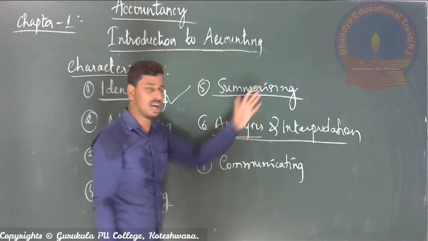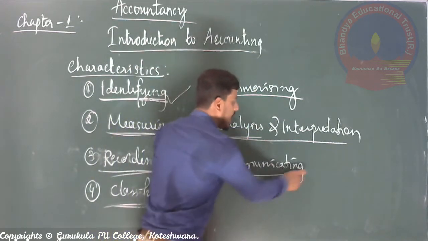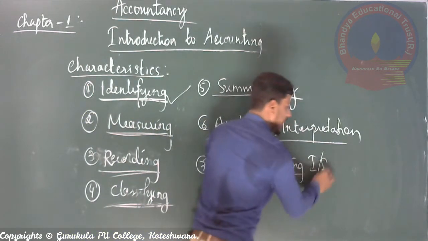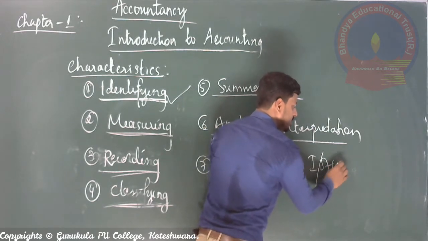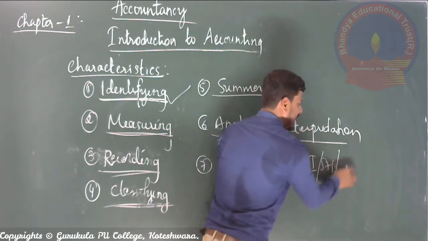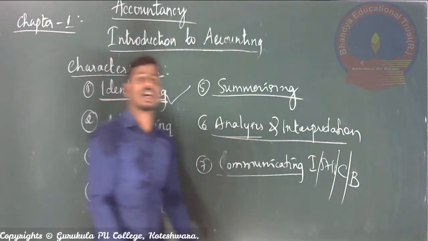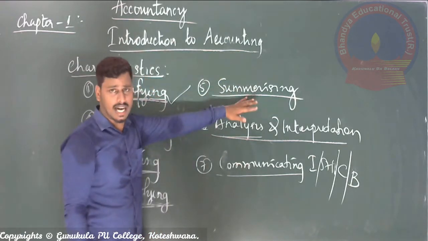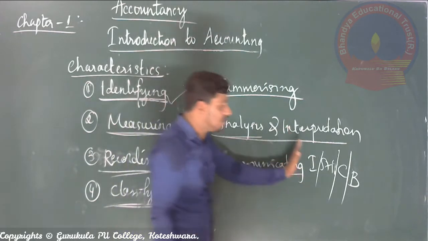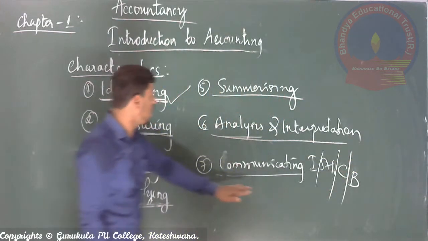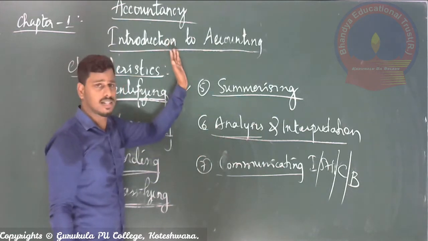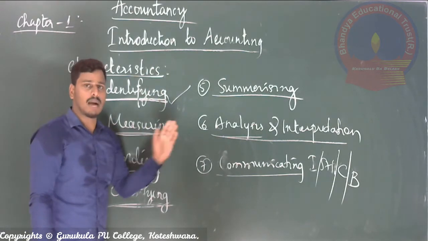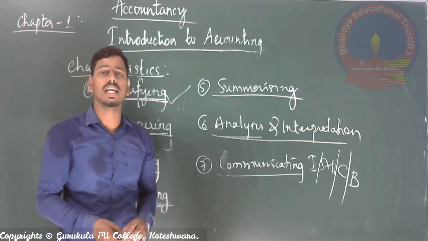Once the final report is ready, it has to be communicated to the different users. I told you: investors, meaning shareholders, also called owners of the organization, then creditors, bankers, then government or court. They are the many parties, also called users of the accounting activities. If it is communicated to all the parties in a proper manner, that is the end of the accounting process. So accounting consists of these seven characteristics. Okay, if you understand this, I'm moving on to the next concept, that is the meaning of accountancy.